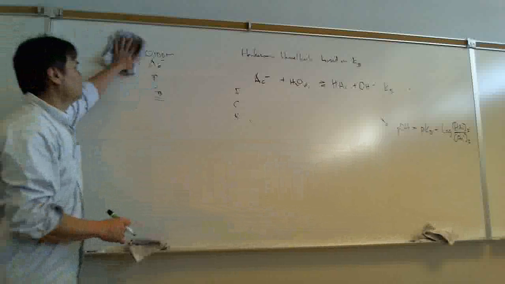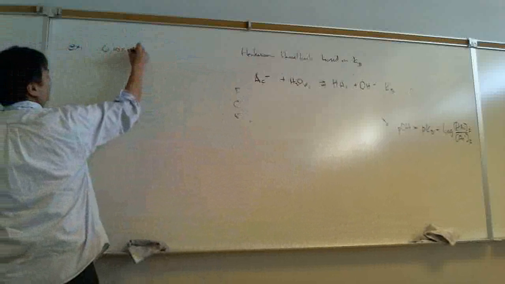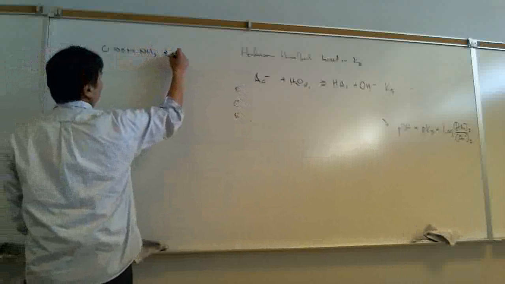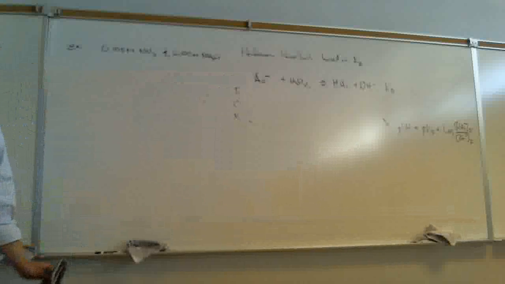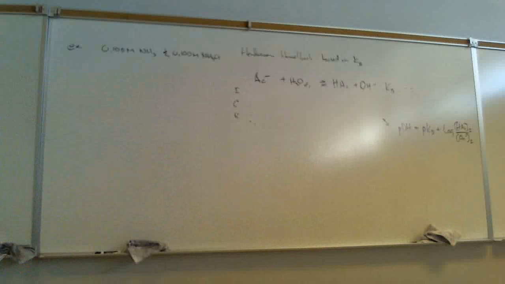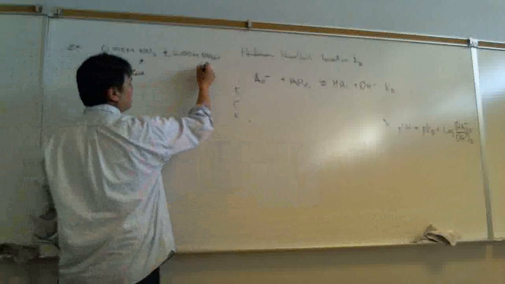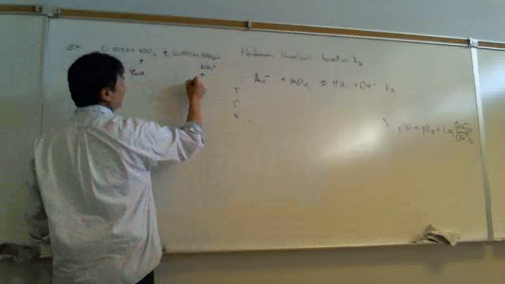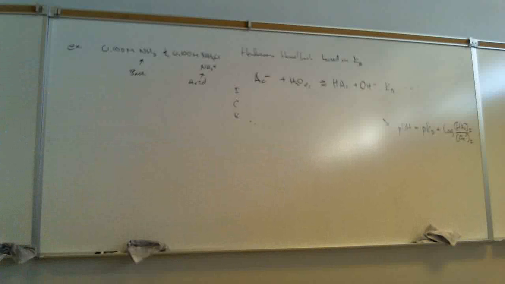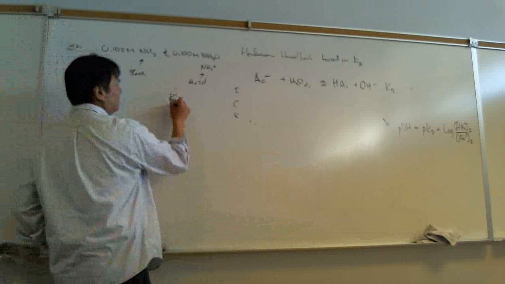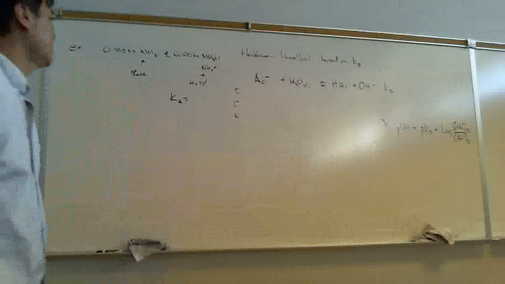But what if you have this? What if you have 0.100 molar ammonia and 0.100 molar ammonium chloride? Well, the base here is going to be ammonia, and its conjugate acid is ammonium. And so this would be the conjugate pair, base and acid. The Ka for ammonium is given on the chart here. The Ka for ammonium is 5.7 times 10 to the minus 10.